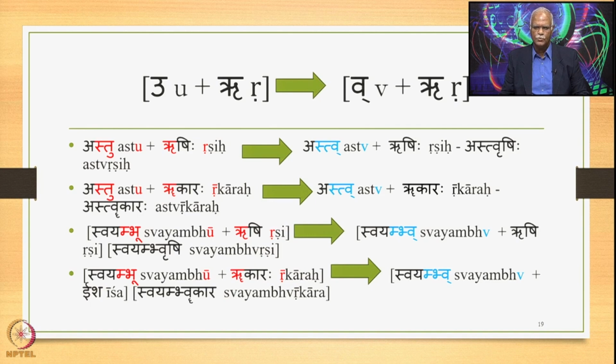Similarly, Swayambhu plus Rishi, and the output is Swayambhva Rishi and Swayambhrishi. Then we have Swayambhu plus Rukaraha, long Ru, 6177 applies, and we get the output in the form of Swayambhva Rukaraha and Swayambhrukaraha.